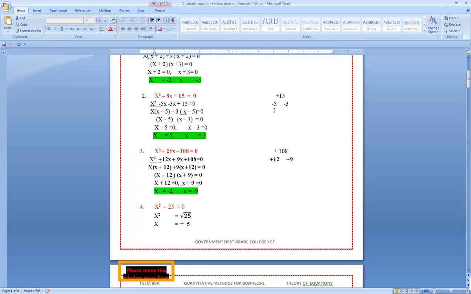Now when we are going to see the numbers, when we multiply it should become plus 15. When we add or subtract it should be equal to minus 8. We'll have to find out such kind of numbers. Now we have to take 5 3s are 15, because it is minus 8 in the place of b, so we should write minus 5 and minus 3. Both minus 5 and minus 3 is nothing but minus 8.